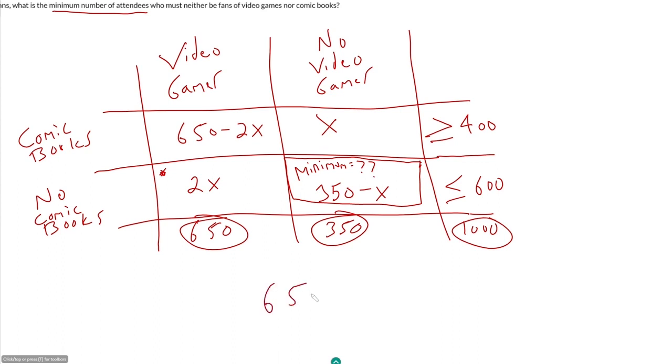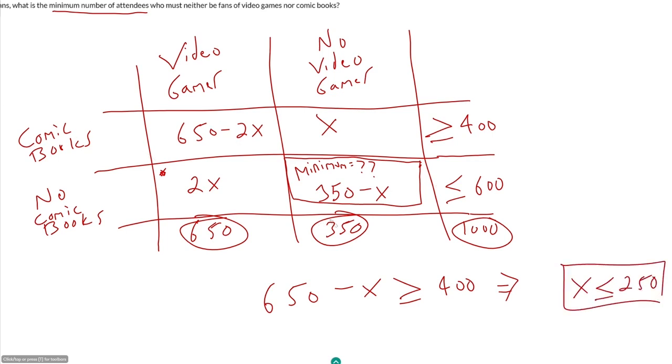So what is this telling me about X? If I rearrange it, I would get this here: 250 is greater than or equal to X, or X is less than or equal to 250. What happens if I go across here now? This would be X plus 350. I'm going across this right here. X plus 350 is less than or equal to 600. It's the same thing, right? X is less than or equal to 250.